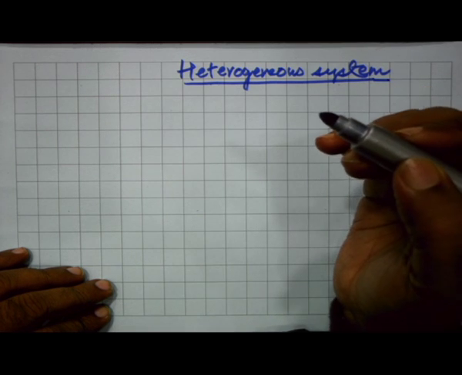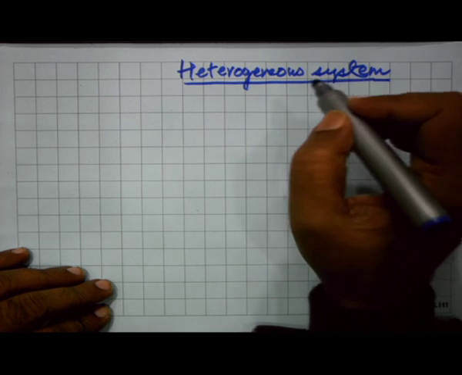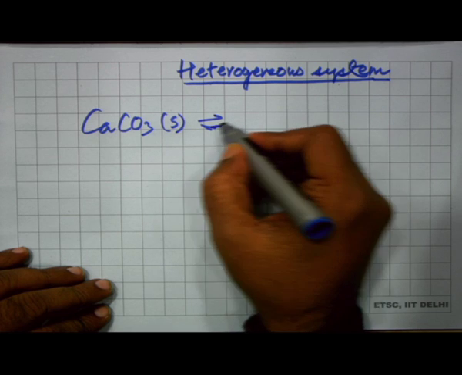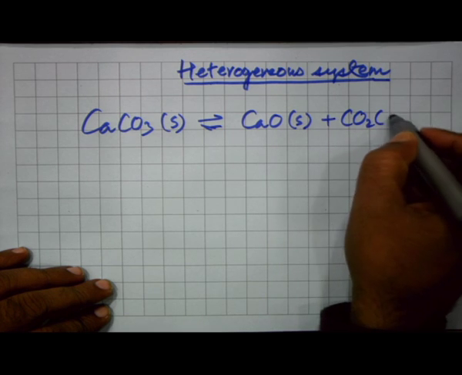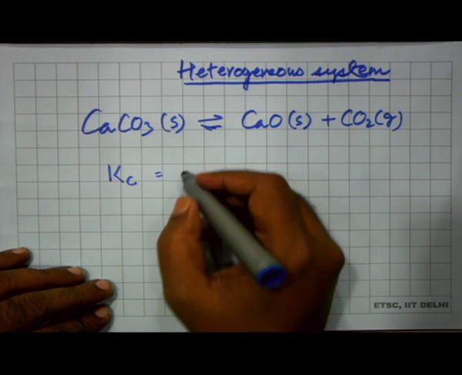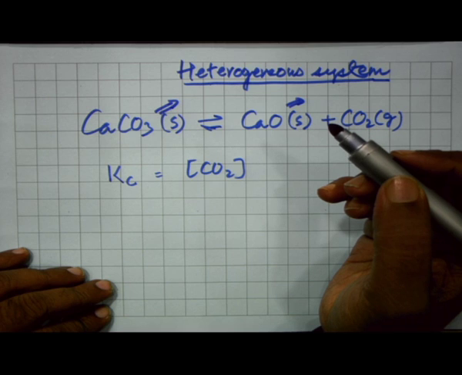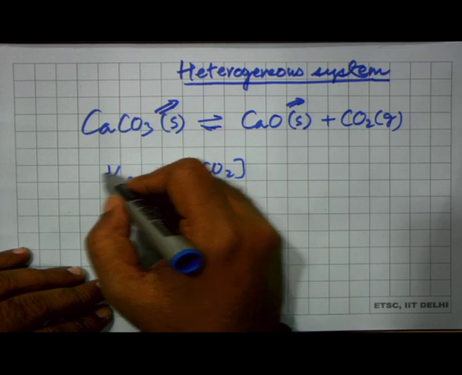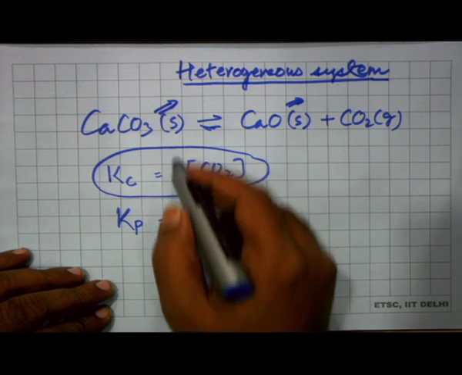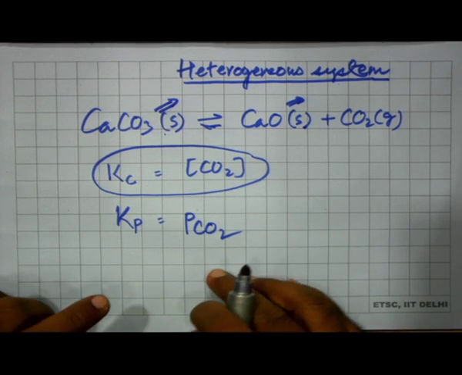How will we express the equilibrium constant in cases where the system is not homogeneous, where the system is heterogeneous and more than one phase is available? For example, calcium carbonate solid going to calcium oxide solid plus CO2 gas. In this case we write Kc as simply concentration of CO2, since concentrations of solids are constant and taken as 1. If I want to express Kp, I will just neglect the solid terms and simply write pressure of CO2.